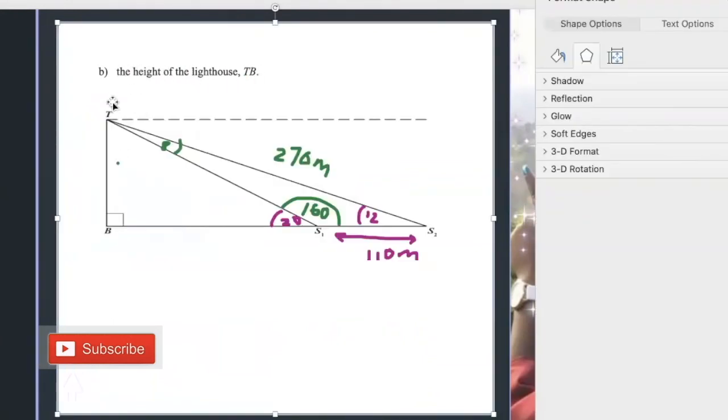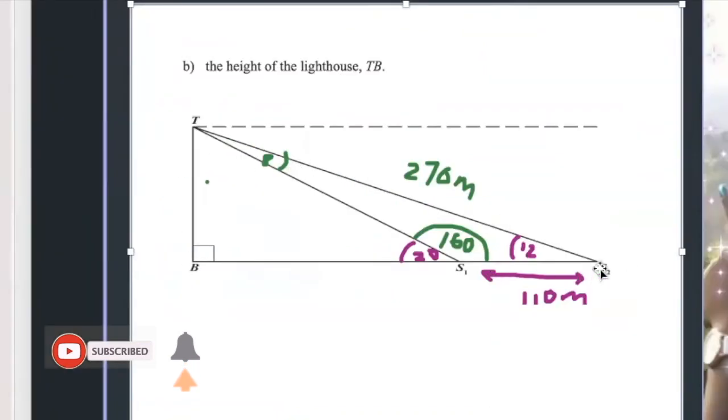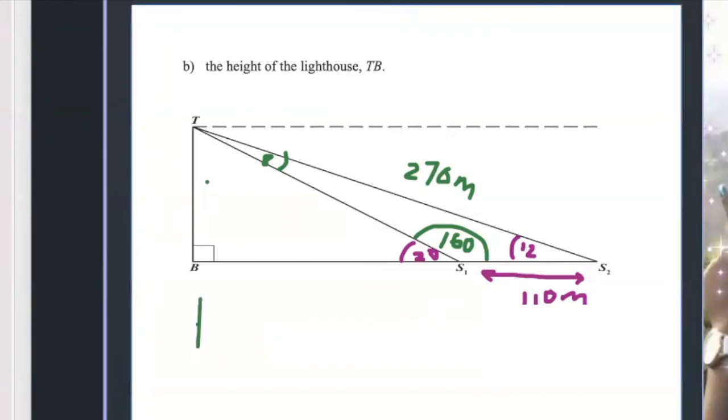All right, so the next part wants the height of the lighthouse TB. The height of the lighthouse TB. So I want the height of this lighthouse TB. We can get the height, but first, if you realize, we do have the hypotenuse, right? Because we can get a right angle triangle here. We know the hypotenuse, and what we need is the opposite, TB. So we have basically this right angle triangle. This is B, this is S2, this is capital T, and it's a right angle triangle. We just found out this is 270 meters, and our angle here is 12.